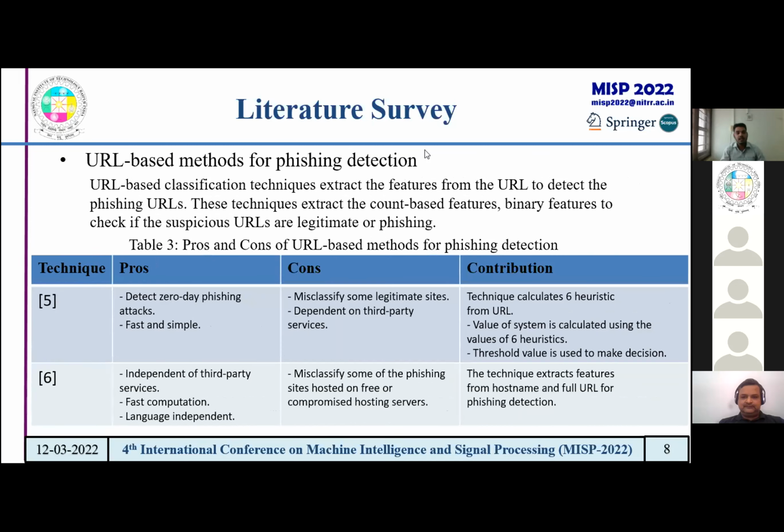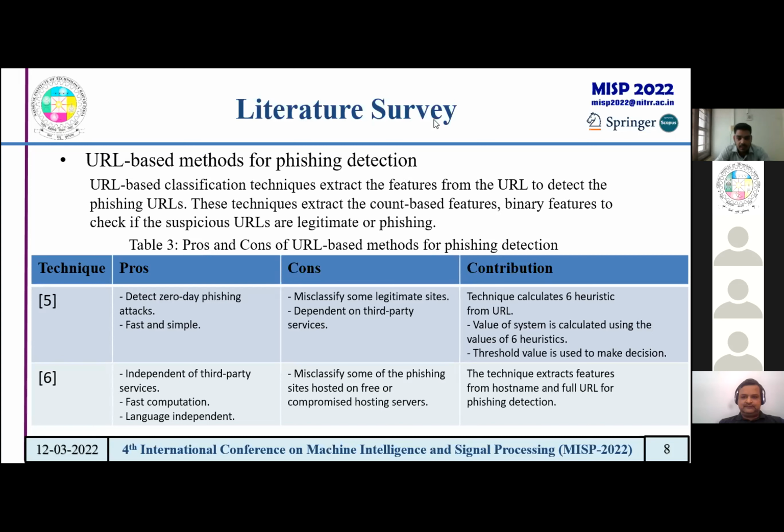And the next approach is the URL based approach. In the URL based approach, features from the URL, the full URL or the host name, are extracted, and on that basis they classify phishing URLs. So in table 3, reference 5, the author extracts features from the URL and calculates a heuristic. They compare this heuristic with a threshold and make the decision on whether the site is phishing or not. Because of this, sometimes they misclassify legitimate sites, and dependency on third party services is also there.